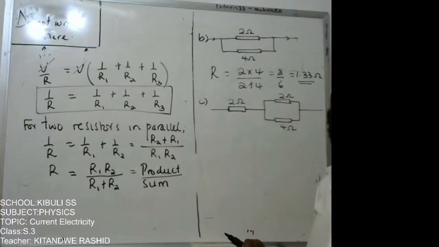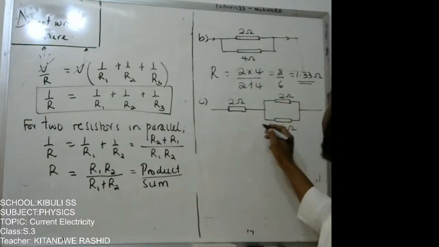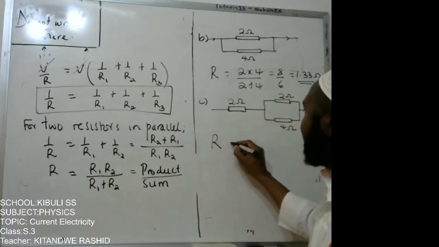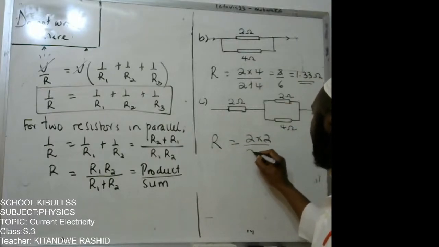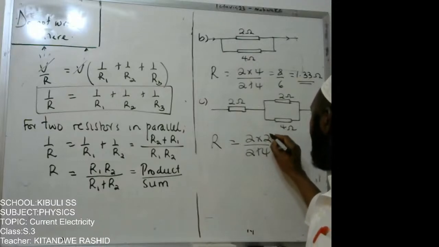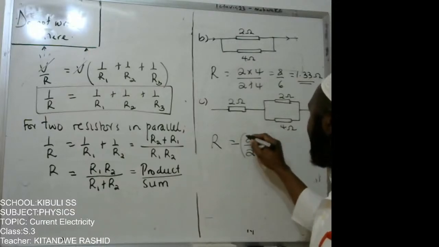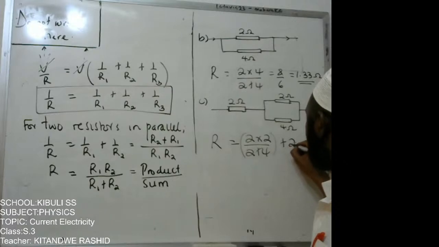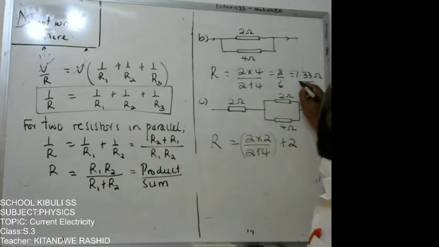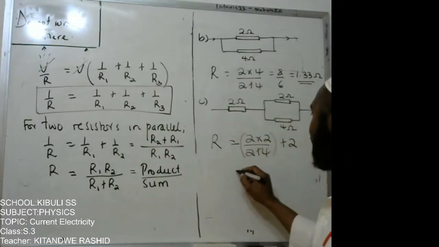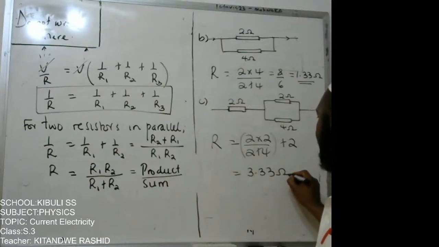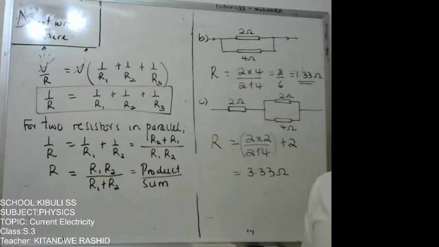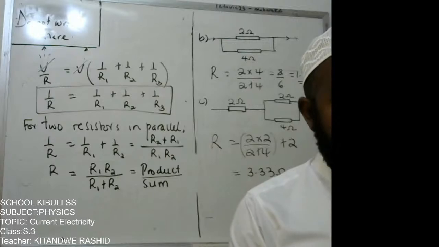So in this case, we will say effective resistance R, in summary, product over sum. The whole of this is now in series with this, so we shall just add plus 2. Already this one is 1.33. If you add 2, that is going to be equal to 3.33 ohm. Short and simple, like that.